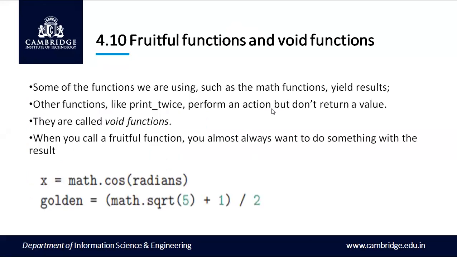The next topic is fruitful functions and void functions. What are fruitful functions? Some functions, such as math functions, yield results. These types of functions are called fruitful functions. Some functions like print_twice perform an action but don't return a value. These types of functions are called void functions. When you call a fruitful function, you usually want to do something with the result.